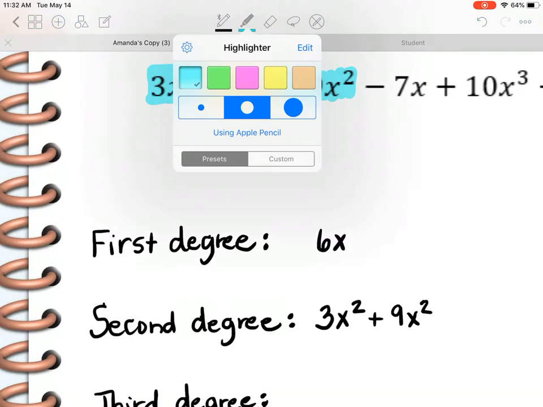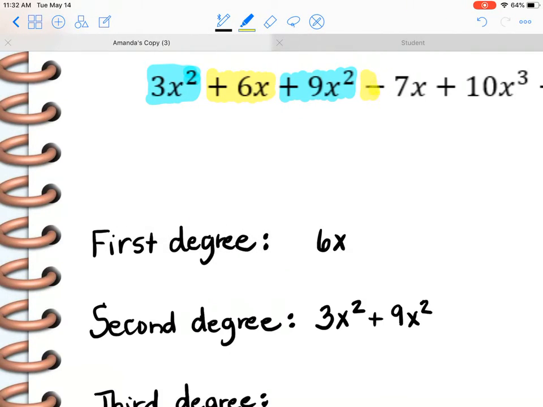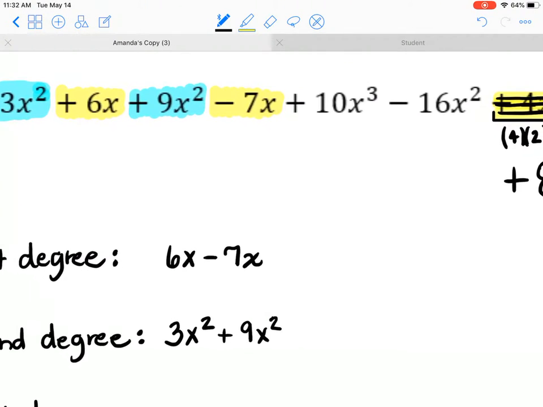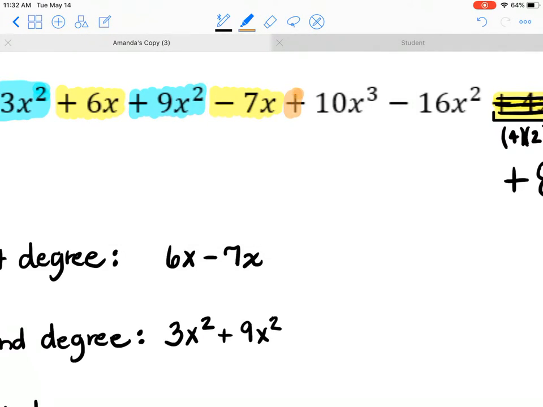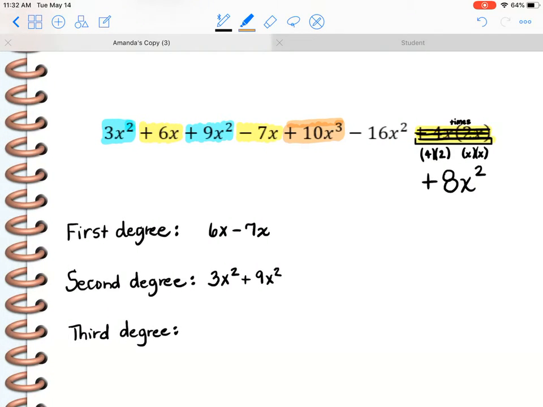And then we have a minus 7x. That's a 1x, a single x. So that's going to sit in first degree. And be careful, because all of a sudden, look at this one. What degree is that one going to be? Well, it's not first and it's not second. It is third. So the plus 10x, I don't need to write the plus. This is 10x to the third power.